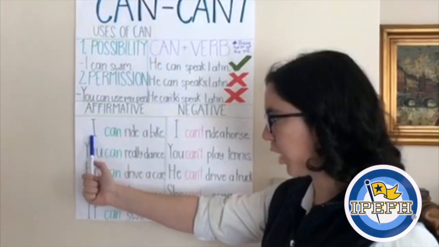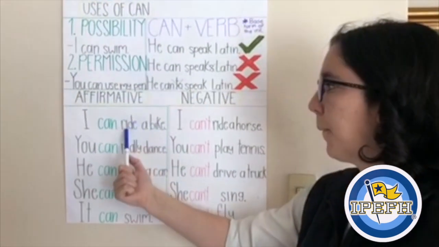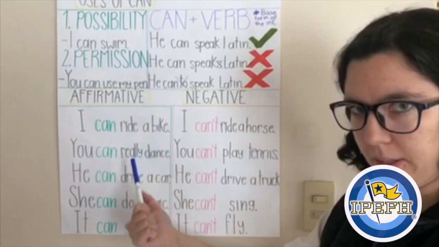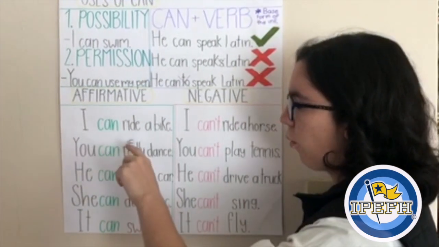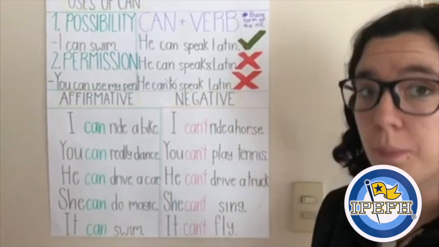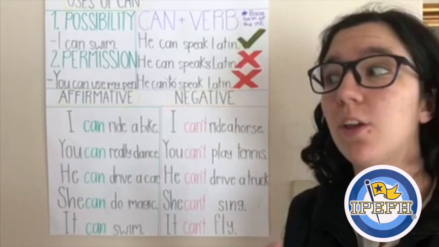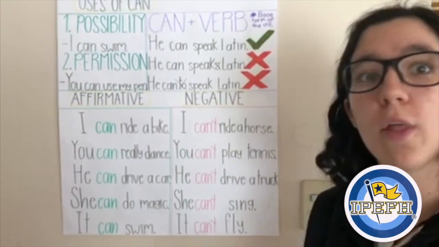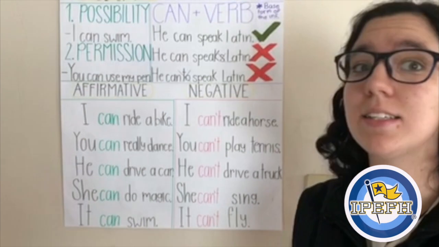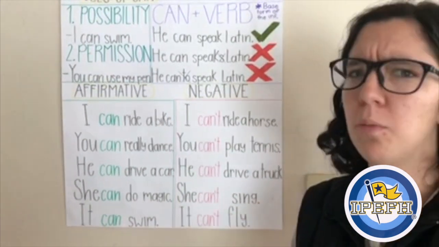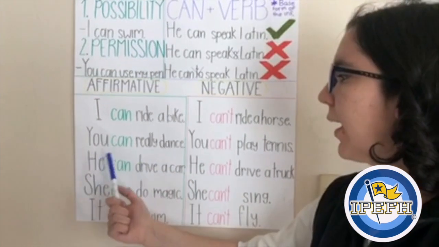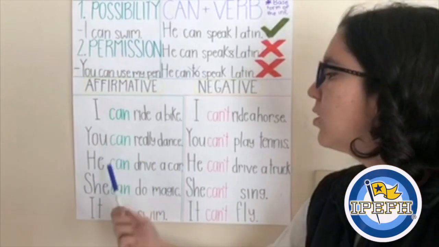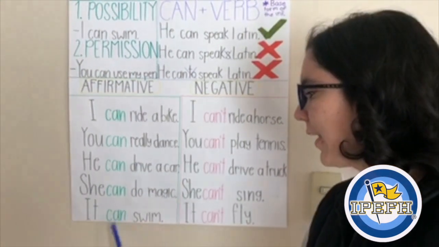It is subject, can, main verb, and complement, all right? Now, here we have, I can ride a bike. Remember, it's very important that you use another verb, otherwise your sentence is not gonna have a complete meaning. You can really dance. He can drive a car. She can do magic. It can swim.